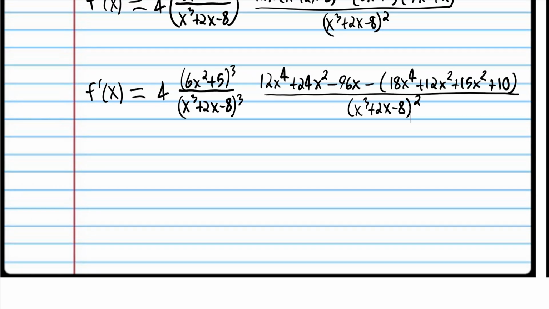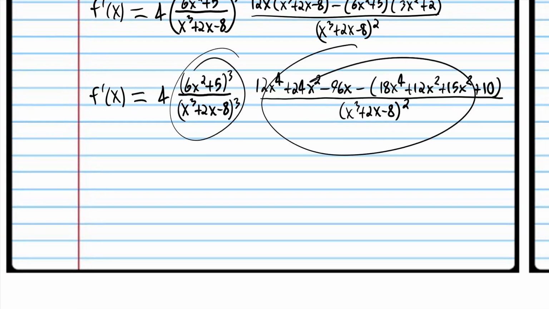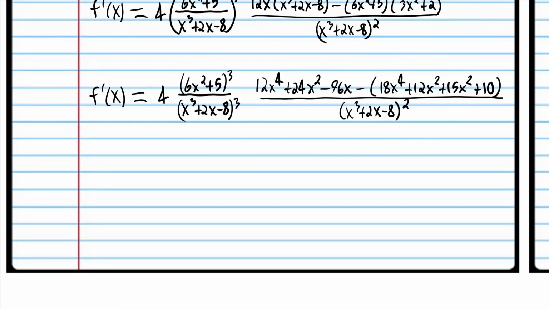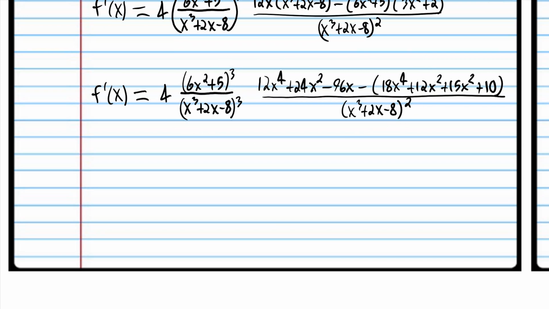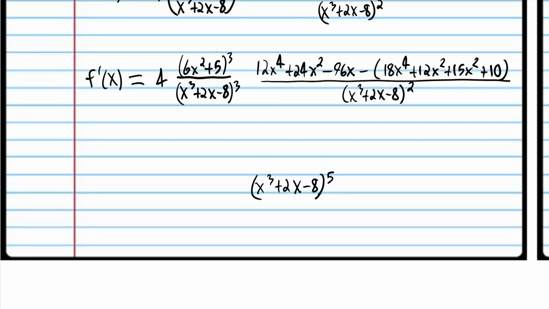So we can combine these expressions. We're multiplying fractions, multiplying one fraction by another fraction, so we just multiply the numerators, which we're not going to do right now because that would be too complicated. And we can multiply the denominators. Now if we multiply the denominators, we get x cubed plus 2x minus 8 to the 5th power. That's using exponent rule number 1. We're just adding the exponents.